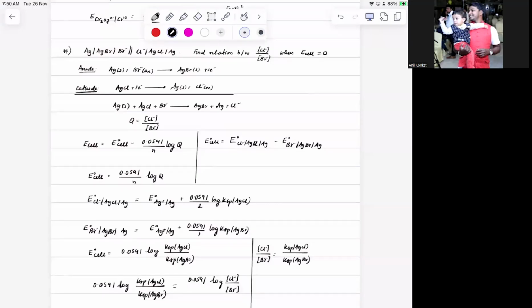So why is E cell 0? No, that was a condition taken, Ram. What if the question was given with E cell 0? It might happen that the E cell value would be given as something else in some other question. That was just a condition taken.